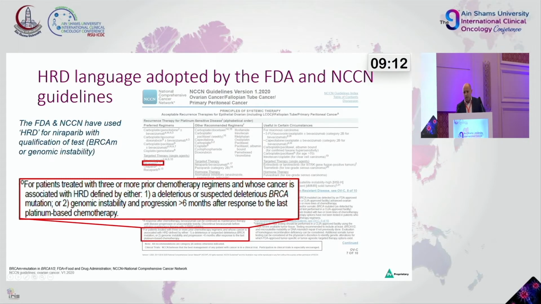And if you look at the NCCN guidelines, yes, these are 2020, but it hasn't changed. For patients treated with 3 or more prior chemotherapies in ovarian cancer, a deleterious or suspected BRCA mutation should be done. Genomic instability and progression more than 6 months, you have to look for that.